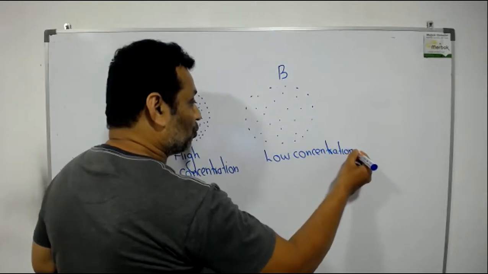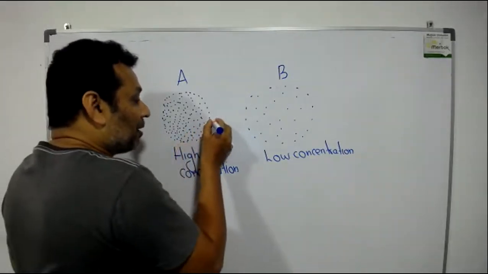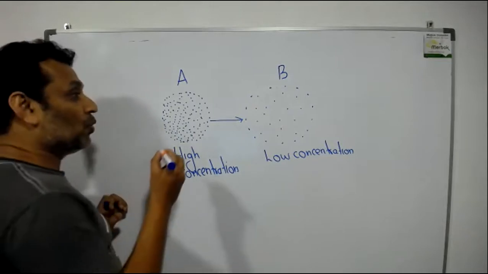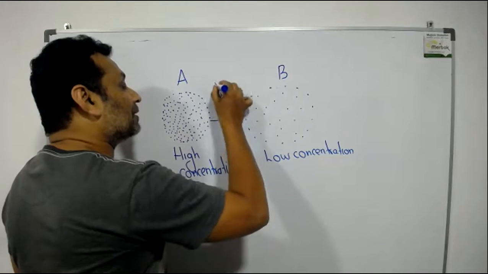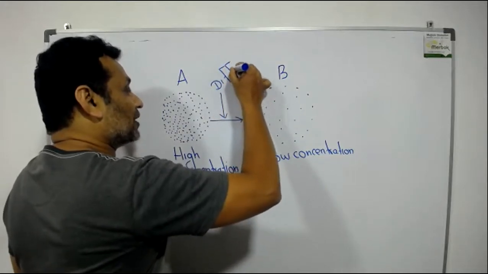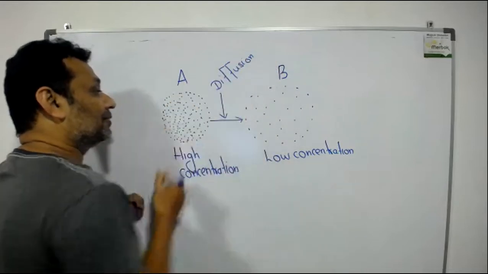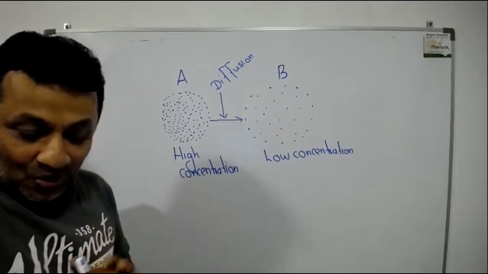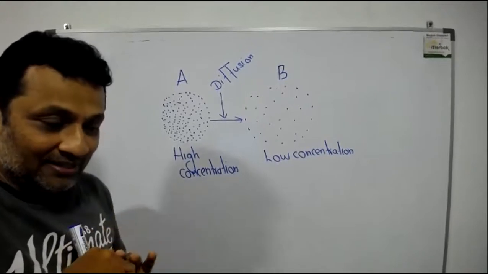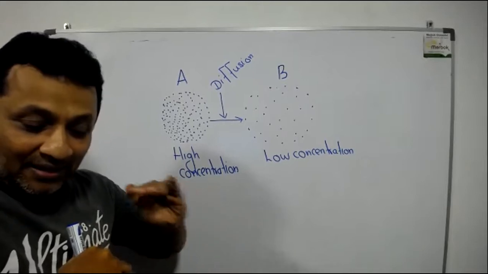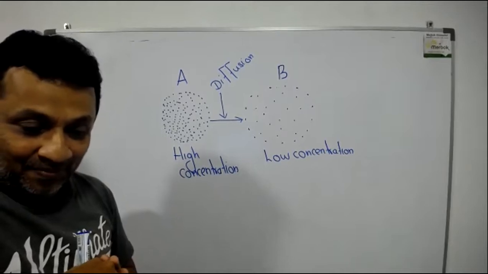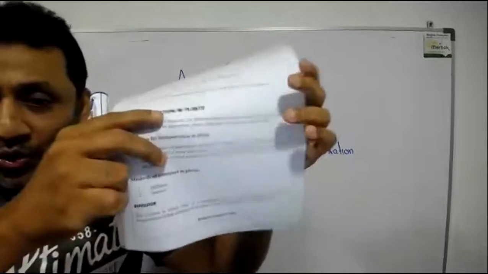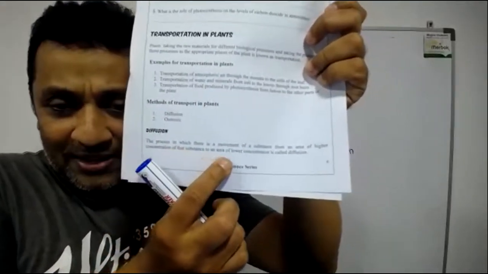But low concentration. When these two types of areas are there, the particles will move from high concentration to low concentration. This movement is called diffusion. Are you clear? Yes, sir. From a place where there is high concentration to a place where there is low concentration, particles are moving. That movement is called diffusion. Are you clear? Yes, sir. Now, you read this and see, is it explaining the diffusion to you?